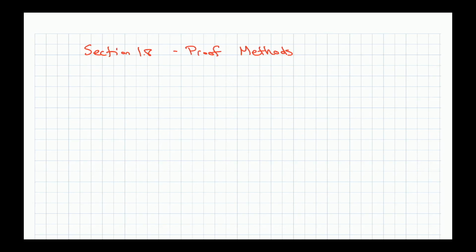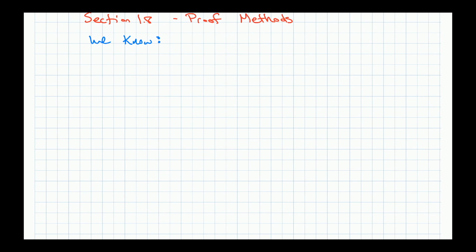Hello, everybody. So what we're going to be looking at today is section 1.8 in your book, which is proof methods. So we already learned some proof methods, right? So what do we know? We know direct proofs. We know proof by contrapositive or contraposition, as your book says. We learned about proof by contradiction.